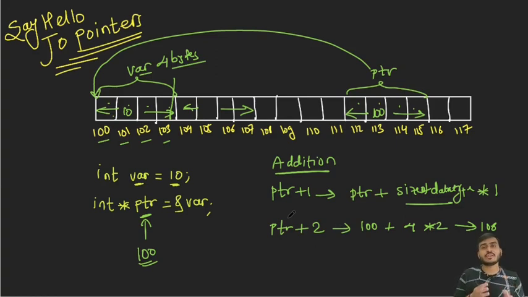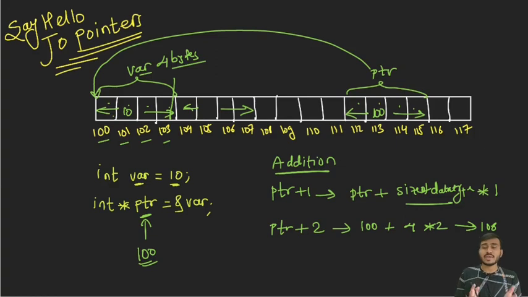Similarly for the double, when we are adding 1 to it, it will be 100 plus 8 into 1, so it will become 108 directly. And when we are adding 2 to it, it will become 100 plus 8 into 2, so it will become 116. In this way the addition operation works.